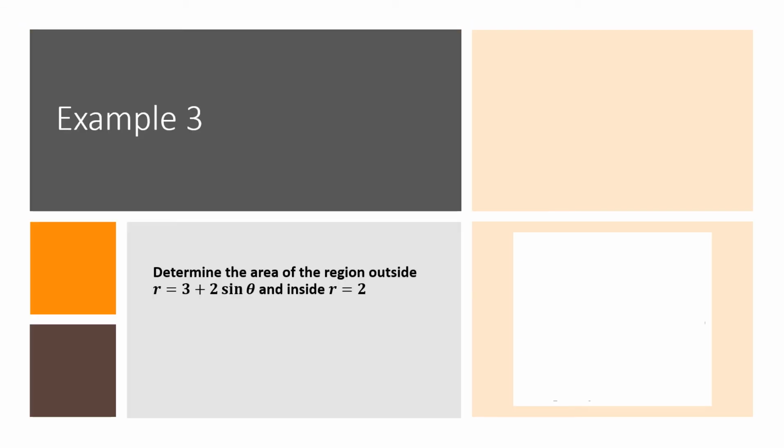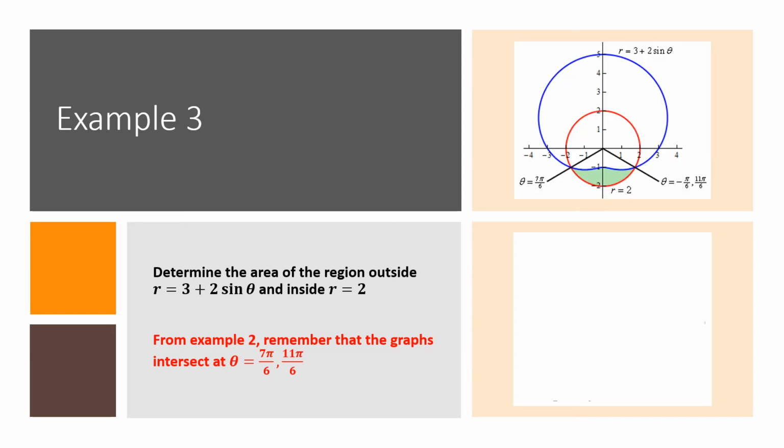All right, so example 3, it says determine the area. So we have the same function, but we want outside of the limaçon and inside of the circle. And so again, we have to remember that these graphs intersect at 7 pi over 6 and 11 pi over 6. And so if I want outside of the limaçon but inside of the circle, as you can see in my graph, the green shaded region is what we're calculating.